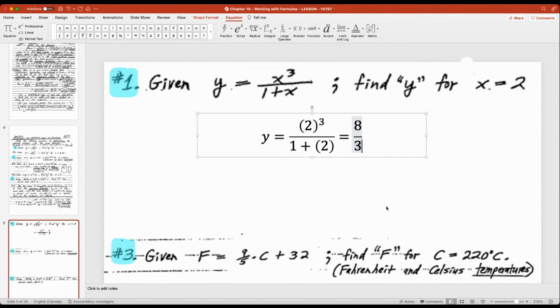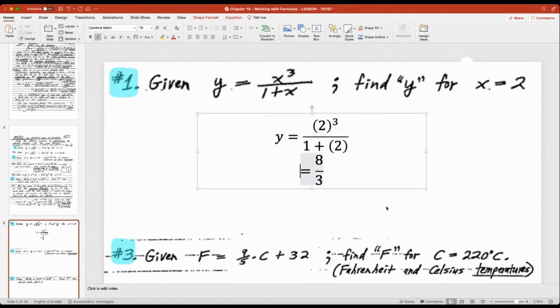So anyway, there's your first question. y equals 8 over 3. You could write it like that. You could also write it like this. It's just whatever you feel like. I'm not going to be too strict.